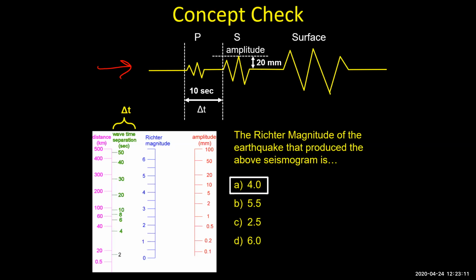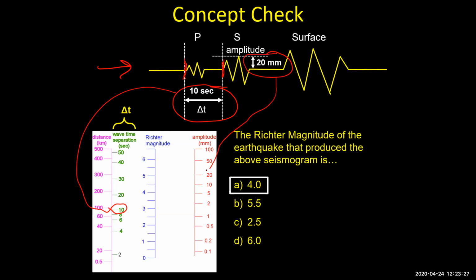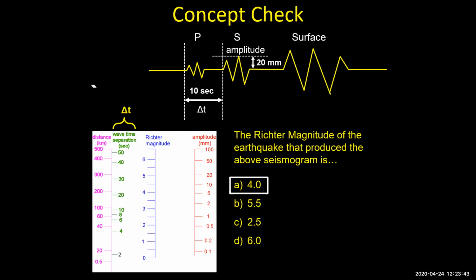So we know that delta T, in this case, again, from the very beginning of the P waves to the very beginning of the S waves, that's 10 seconds. So that number is going to go right here. And the amplitude of our S waves, in this case, is 20 millimeters. That number is going to go here. And then we're essentially going to connect a line between the two, and that line intersects the Richter magnitude scale at magnitude 4.